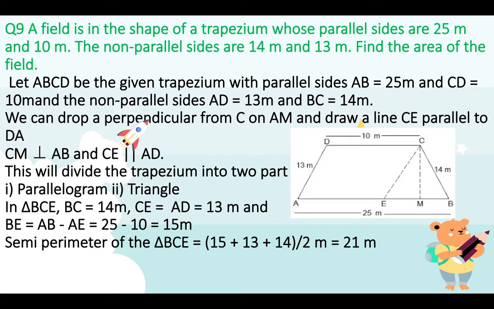So now I can find out the semi-perimeter. I have dimensions of all the sides. I will write the semi-perimeter of the triangle BCE is equal to 15 plus 13 plus 14 divided by 2, which is 21 meters. Be careful for this question, okay?